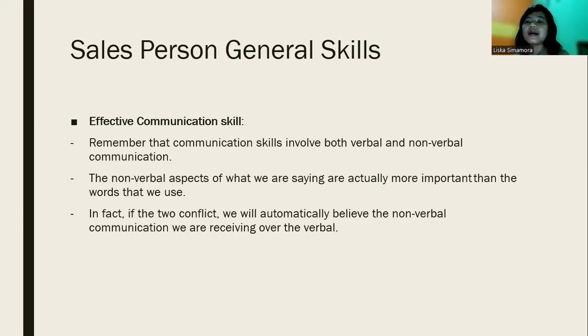What does it mean? It means that our non-verbal aspects, let's say body language, is speaking louder than our words. Okay, it is sounding louder than our words. In fact, if the two conflict, we will automatically believe the non-verbal communication we are receiving over the verbal, right? That is common. That happens frequently.